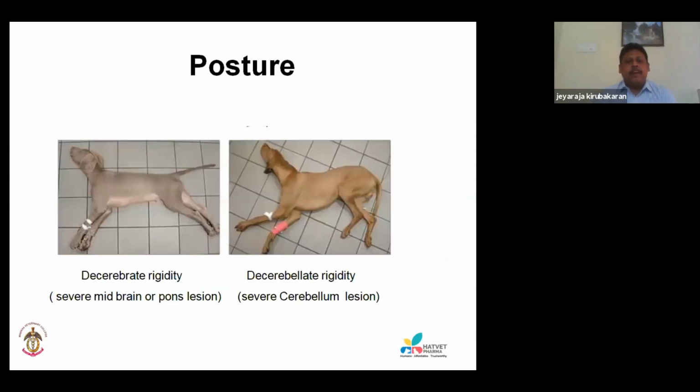Okay, this is the decerebrate rigidity I have taken from this one. Decerebrate is a severe midbrain or pons lesion. And here the lesion is in the cerebellum. The difference is both have opisthotonus and stretching of both forelimbs, whereas you see the hindlimbs are not stretched, they are contracted. Yeah, this is a classical decerebellate and this is decerebrate rigidity. Both have some meaning.